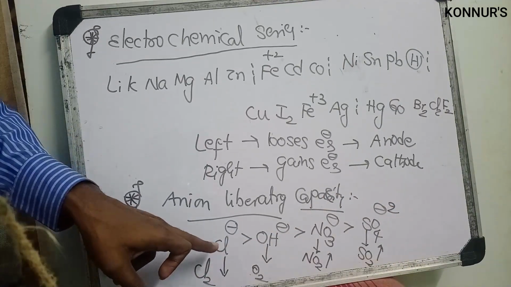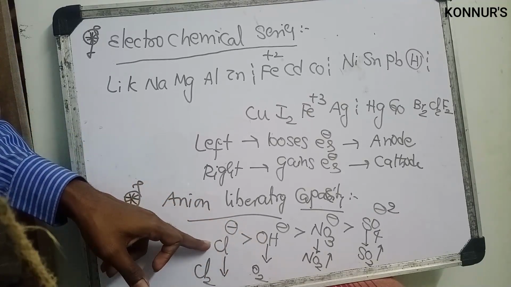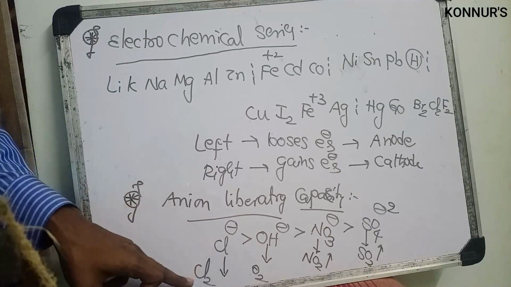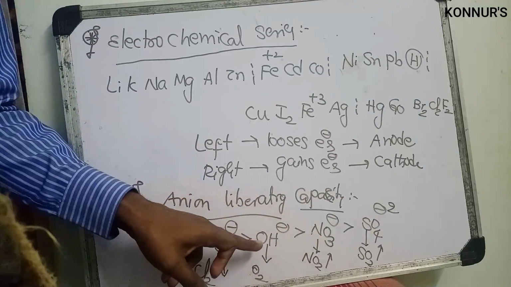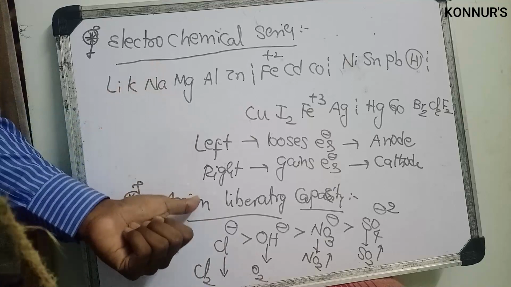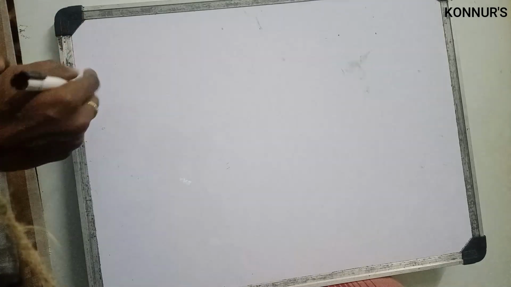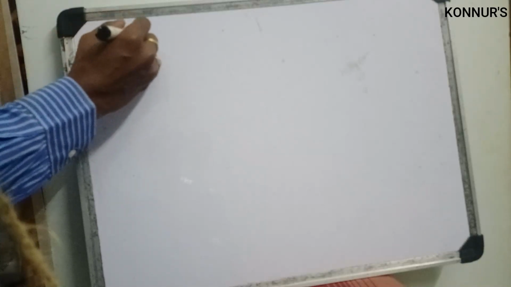Suppose the solution contains chloride ion and hydroxide ion: chlorine only comes outside. If chloride and nitrate are there, chloride only comes out as chlorine. Suppose OH minus and NO3 minus are there: OH comes outside as O2. These two concepts play an important role in the entire electrochemistry. So now we will discuss the electrolysis of some compounds. First, you take electrolysis.